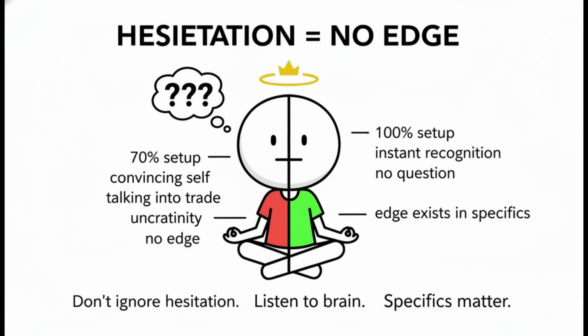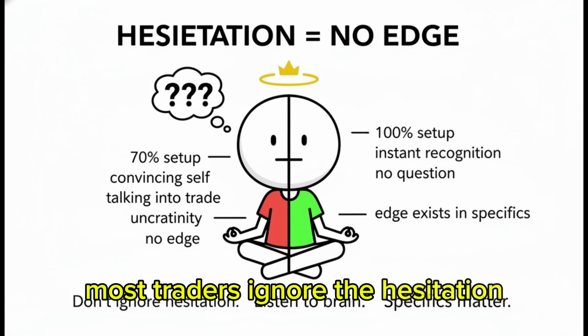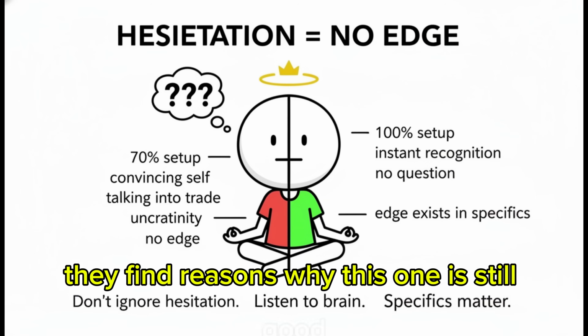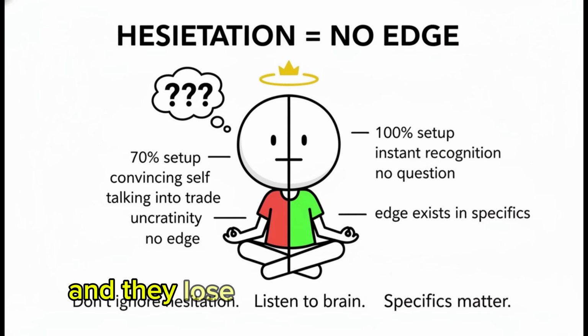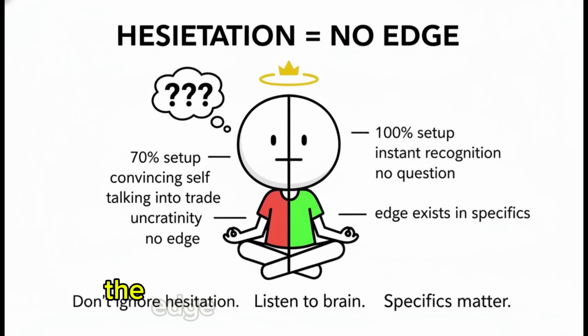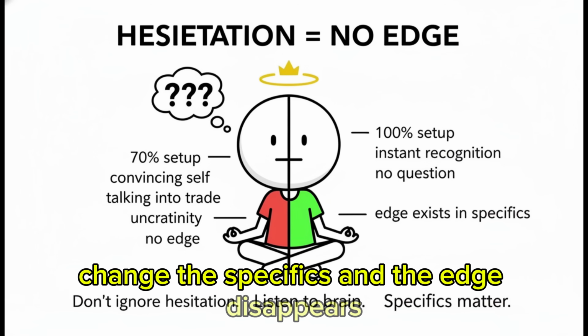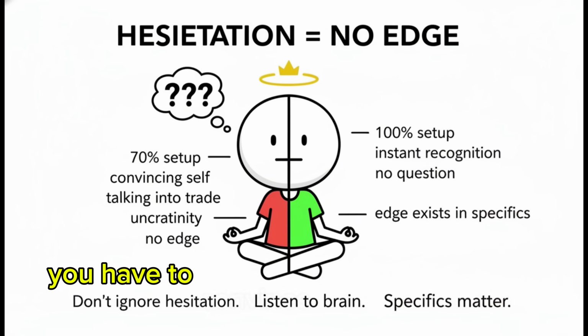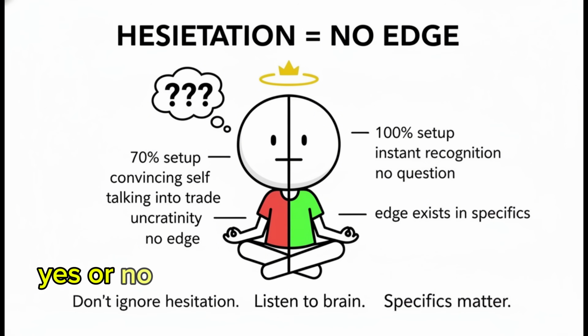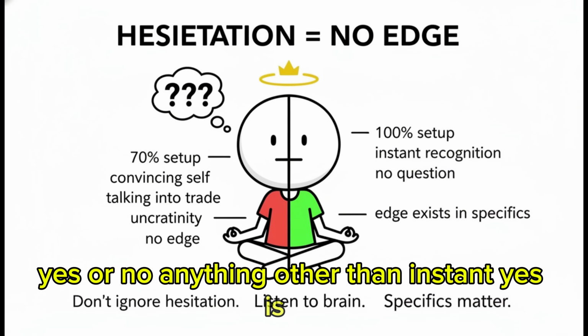Listen to that. Most traders ignore the hesitation. They talk themselves into the trade. They find reasons why this one is still good. And they lose. Because close enough setups don't have the same edge as perfect setups. The edge exists in the specifics. Change the specifics and the edge disappears. So don't take trades you have to convince yourself to take. 3-second test. Yes or no? Anything other than instant yes is no.